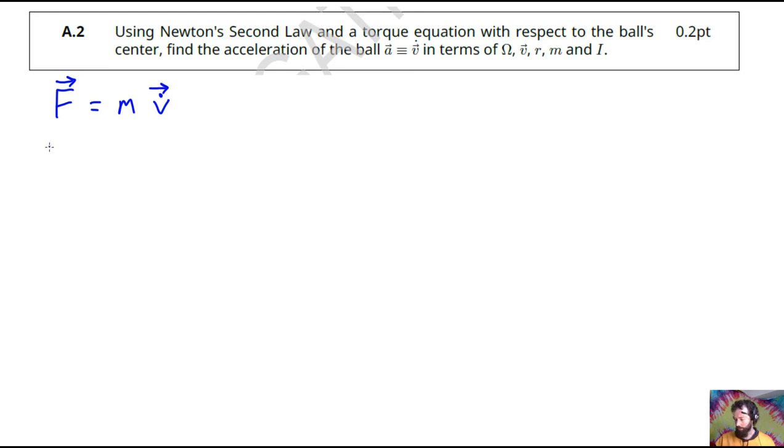Then we have the rotational equivalent: tau is equal to I omega dot. The torque acting on the ball is just the force acting on the ball, cross product with R. Note that this is in the Z direction because R is directly up and down, going from the center of the ball down to the table. So we've got our torque there. I've incorporated the minus sign by doing F cross R rather than R cross F.